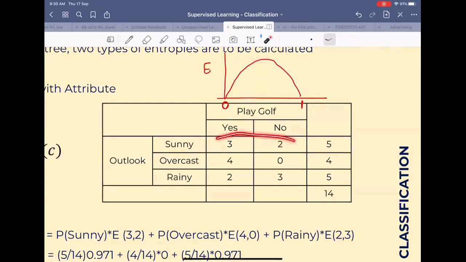So if I look at sunny, I have 3 yes and 2 no's. So I would say that I have a mixed value. I will have a high entropy. If I look at 4 and 0, I said, oh, great. Out of the 4 examples, all examples belong to one category. All examples say yes. Entropy will be 0. If I look at this, again, a mixed bag, I will have a high entropy. So overcast is the right answer. The attribute that will have the least entropy is overcast.